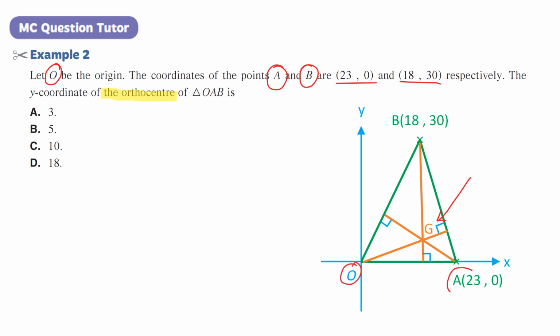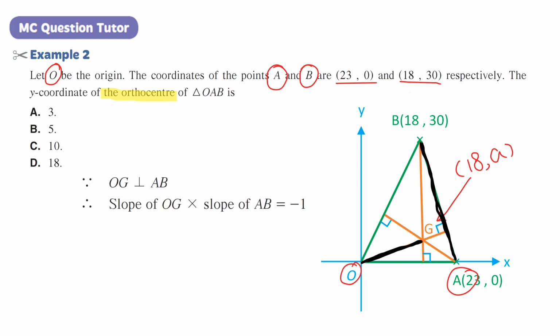From the figure, OA is on the x-axis. The x-coordinate of G will be 18. Let the y-coordinate of G be a. As G is the orthocenter, OG and AB should be perpendicular to each other. That means the product of the slopes is equal to -1. We have the coordinates of O, A, and B, as well as G with an unknown y-coordinate. We can set up an equation as follows. Solving the equation, a, that is the y-coordinate of G, is found to be 3. So the answer is A.